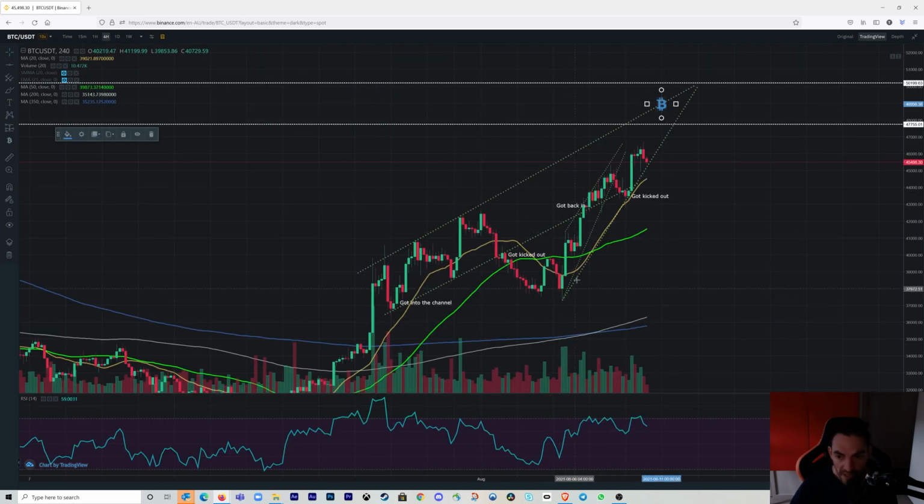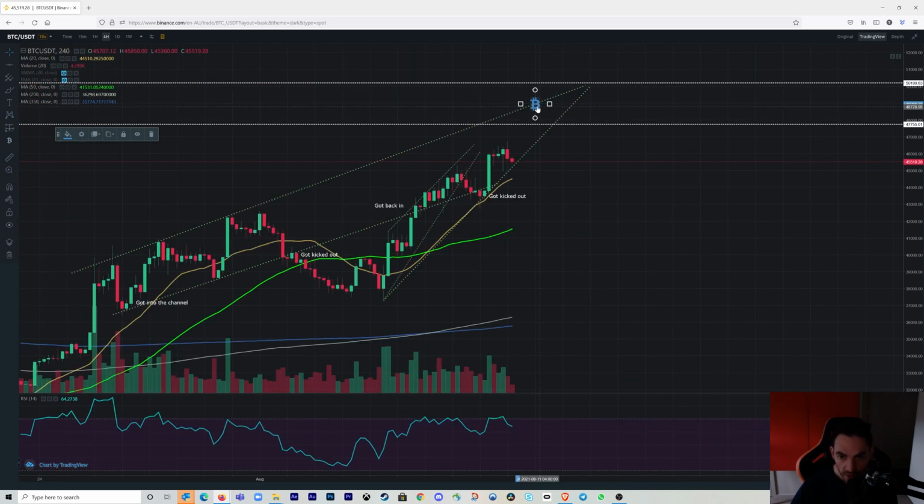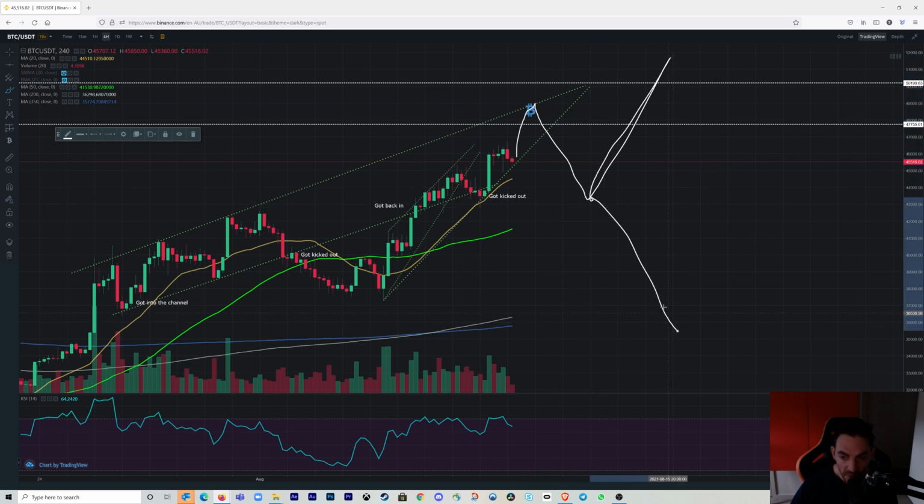So what we can see is that this wedge is converging in this little section here that we just looked at, which is around the neckline of the head and shoulders. So there is some confluence that perhaps Bitcoin gets to the top of this wedge, somewhere up here, and then turns around. And it will either go up or it will go down. And we don't know at this stage which way it's going to go.